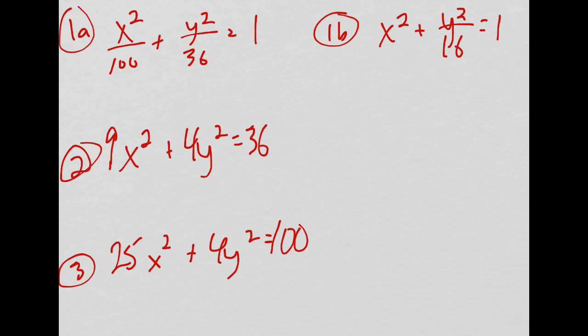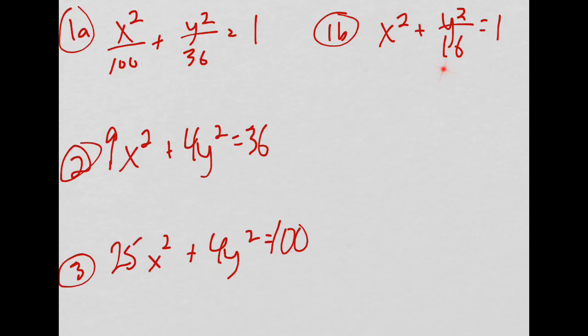So these are the 4 problems that I want you to do real quick on your paper. It may take a couple minutes to do them. This one should be pretty straightforward. These guys don't have a 1, so you have to figure out how to get rid of the 36 and the 100 to make it look like this. So I'll let you try to figure out how to do that yourself.